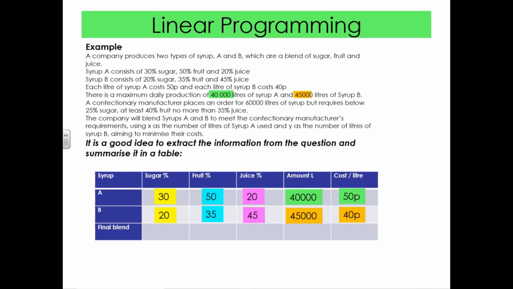Then we've got a confectionery manufacturer placing an order for 60,000 litres of syrup with these restrictions on the constraints. So we've got total amount is 60,000. We've got less than 25% sugar, and it's strictly less than, not equal to 25. We've got at least 40% fruit, so that one could be 40%, so that'll be bigger than or equal to 40%. And for juice, we've got no more than 35, so it's less than that 35. It could be equal to, but just no more than that. So we summarize that in there. And this is where we're going to get our constraints from.